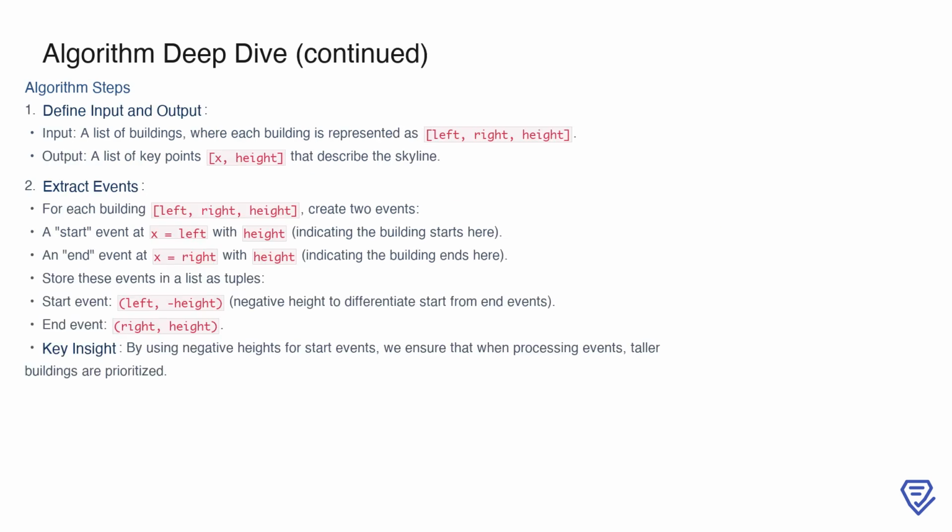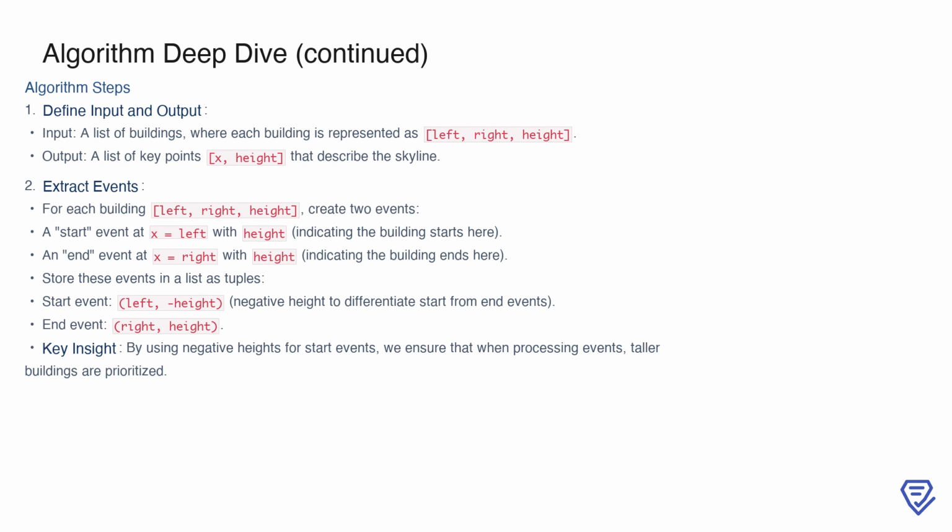To solve this problem, we start by defining the input and output. The input is a list of buildings, each described by left, right, height, and the output is a list of key points, (x, height), that represent the skyline. The first step in the algorithm is to extract events from the buildings. For each building, we create two events: a start event at the x-coordinate of the left edge, with the building's height, and an end event at the x-coordinate of the right edge, also with the building's height.